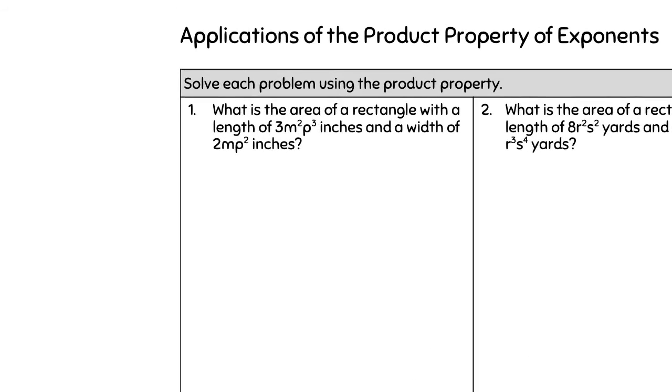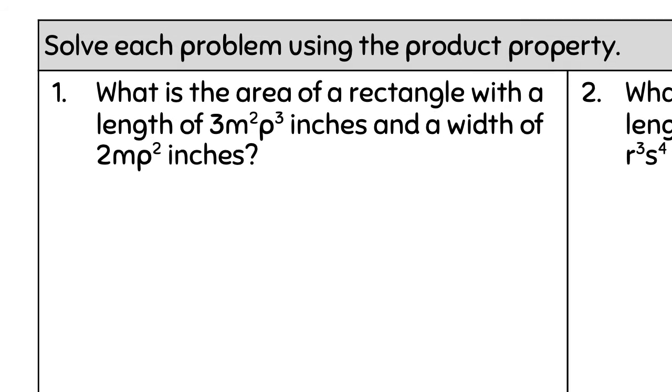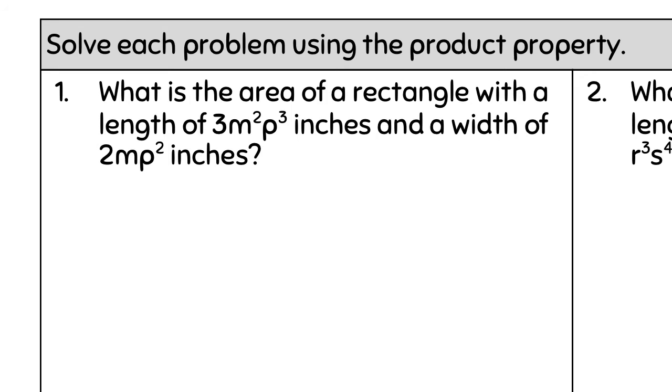Hey guys, today we're going to be talking about how we can use the product property of exponents to solve problems involving area and volume. So let's look at the first problem. This first one is asking us, what is the area of a rectangle with a length of 3m squared p cubed inches and a width of 2mp squared inches?